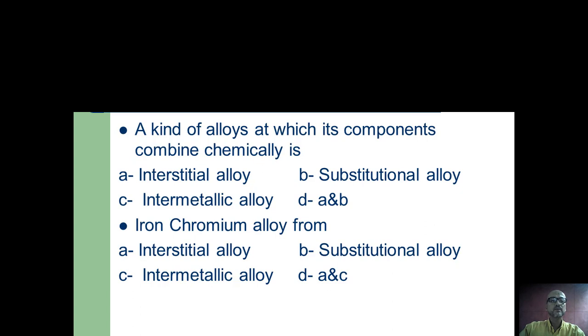The next question, iron chromium alloy forms, is it interstitial or substitutional or intermetallic or A and C? Yes, excellent. The choice is B, substitutional. Why? Because iron and chromium have the same chemical properties, the same volume, and the same crystalline lattice or crystal structure.